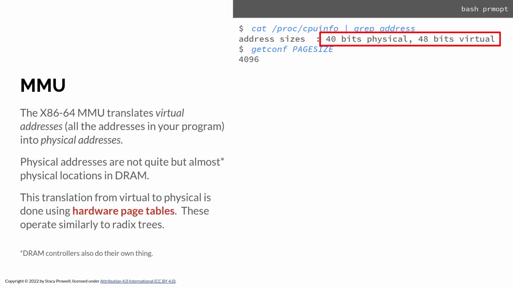The x86 MMU is going to translate virtual addresses into physical addresses. And physical addresses, you can think of them as physical locations in DRAM, and that's fine. It's a perfectly fine way to think about it. But remember, DRAM has its own controllers and tables and so forth.